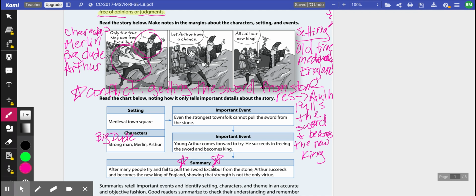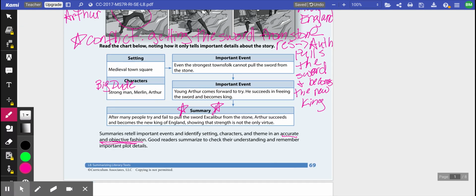Okay? So summaries retell important events and identify setting, characters, and theme in an accurate and objective fashion. Good readers summarize to check their understanding and remember important plot details. So if we were going to use our other chart, that when, where, somebody, once, but, so, then theme, how would this break down? Well, our when and where, we already said, here we are, we're in medieval England.